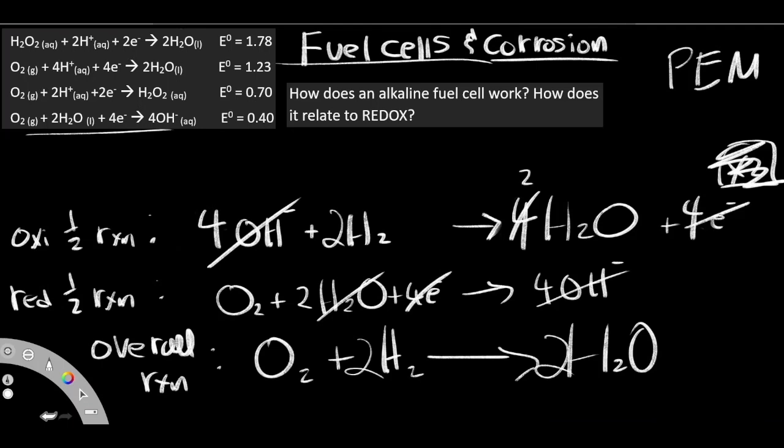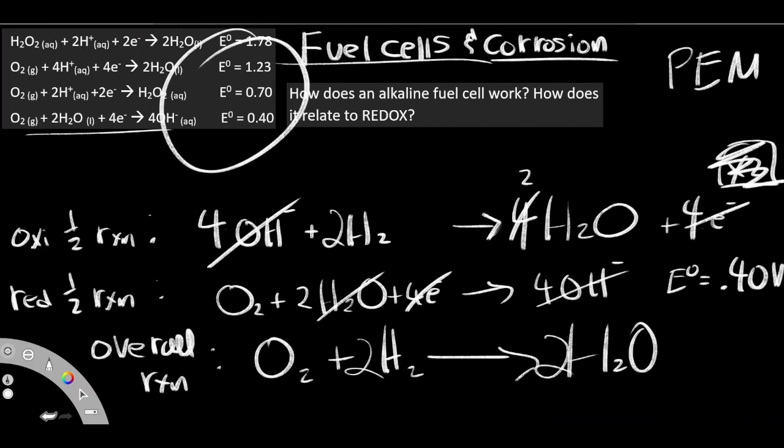Did we end up getting what we needed? Beautiful, look at this. O2, O2, 2H2, 2H2, 2H2O, 2H2O. We are good. Now let's do our standard cell potential. Obviously this one here is already given here. It's 0.40 volts. How about this one up here?